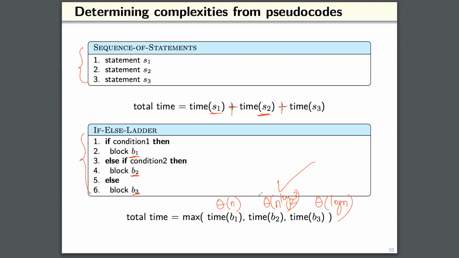Wait a minute, I think I made a mistake. Okay, suppose B1 takes this amount of time, B2 takes this amount of time, B3 takes this amount of time. Now, can you tell me what is the time taken for this entire if-else ladder? Anyone? Is it theta of n, because that's the max? Okay, let's say n power log 3 base 2 is greater than n, so that would be the answer.